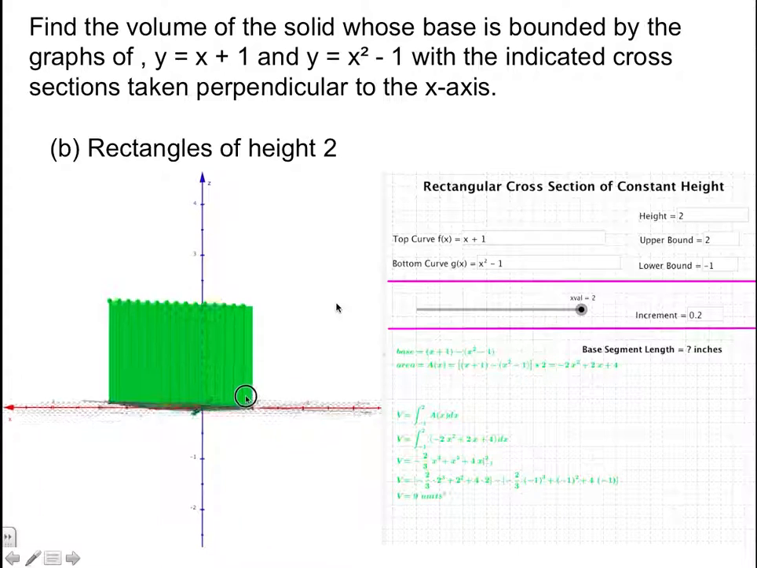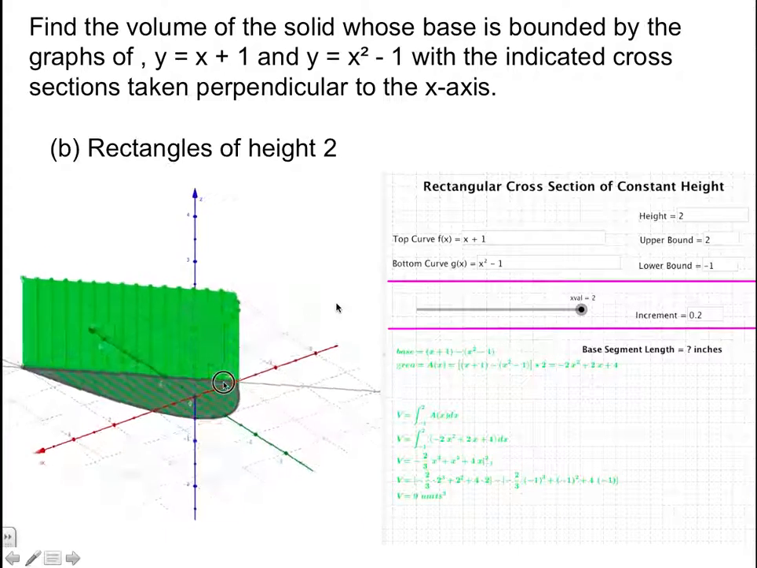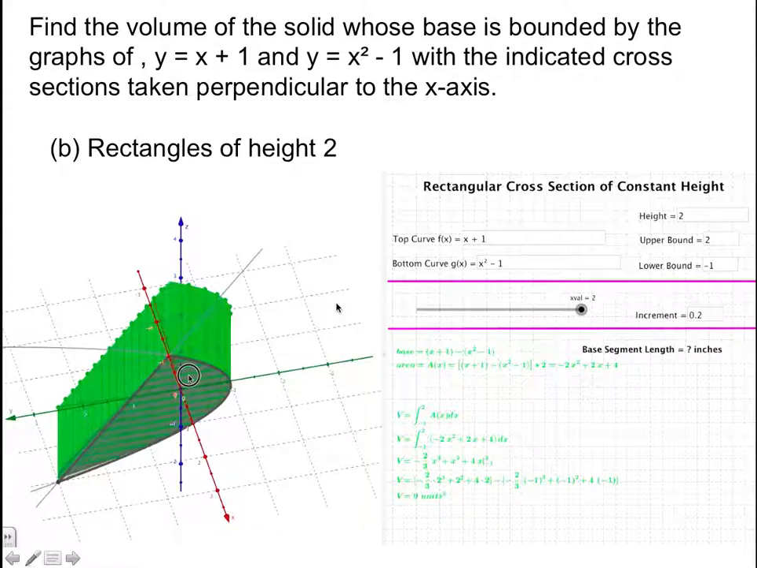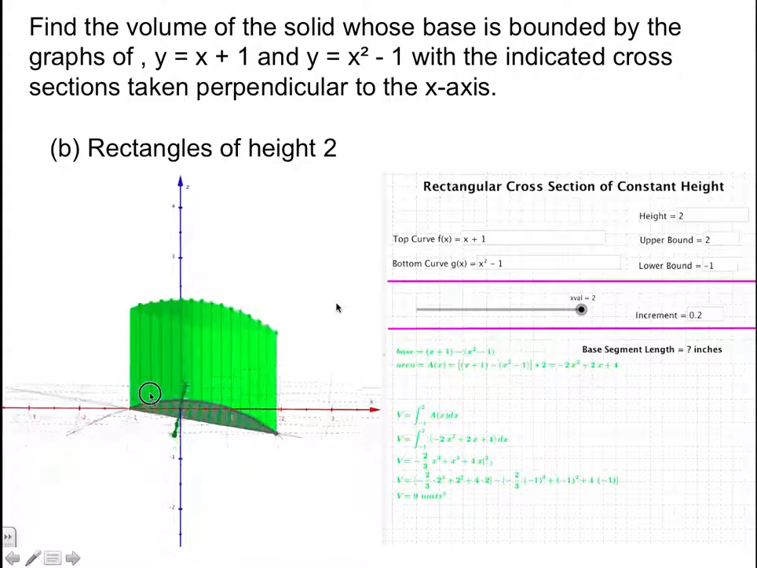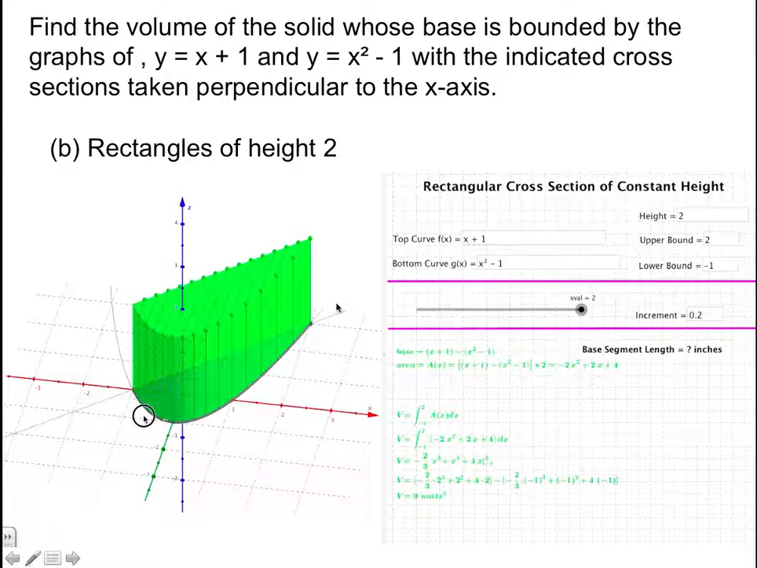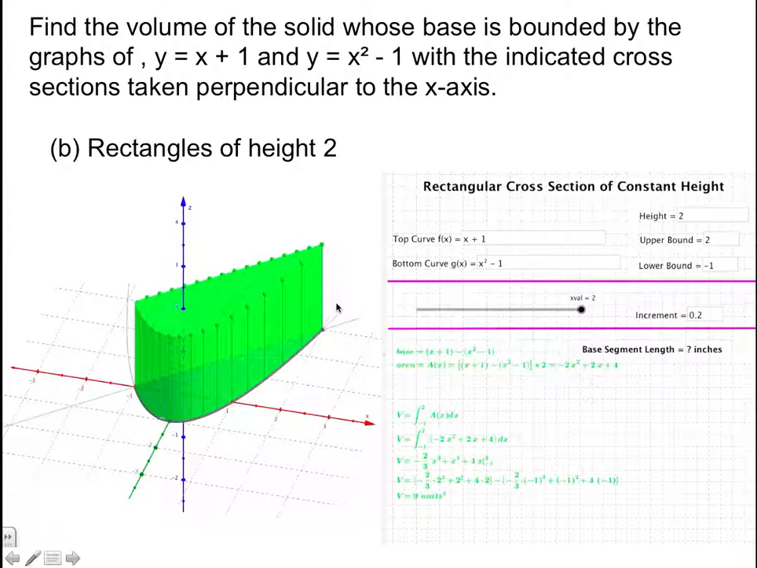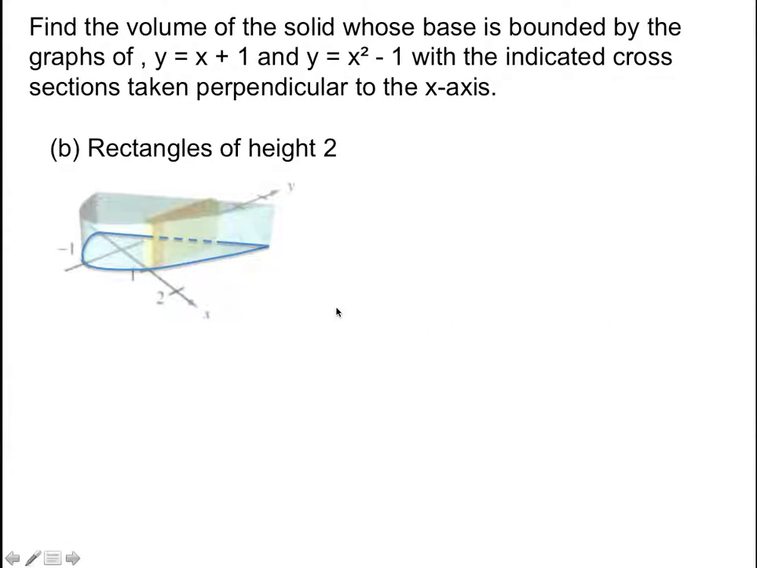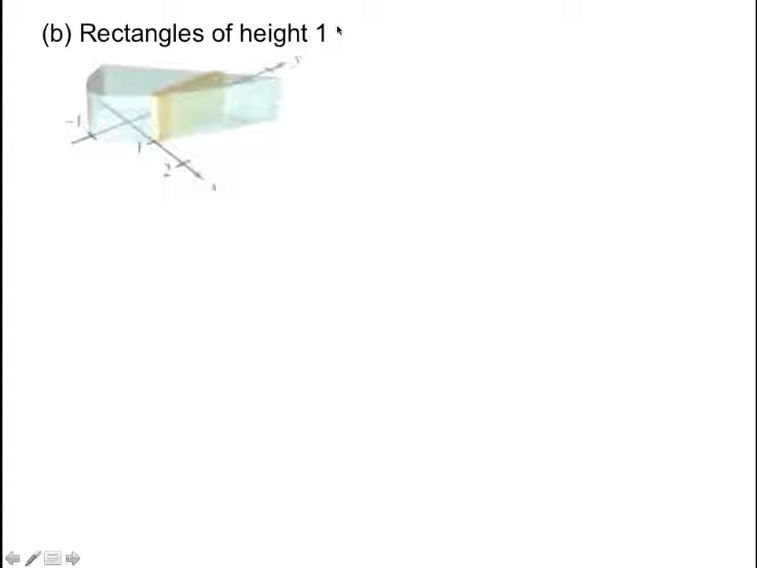So that height is not going to fluctuate. You're just going to have something that has a flat top like it has a flat bottom. And if you remember back to geometry, we call those prisms. So here's that prism.